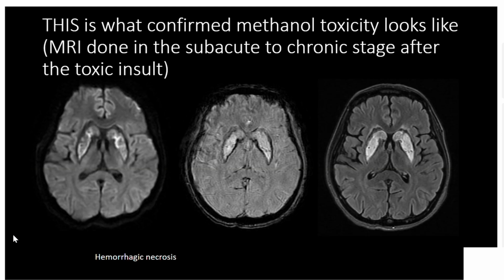And looking here, this is what a methanol toxicity looks like. Now, this is in the subacute stage, so this was a few weeks after. But you have extensive cytotoxic edema, really a hemorrhagic necrosis of the putamina and the caudate heads in this case, but sometimes it can be just putamina. Okay.